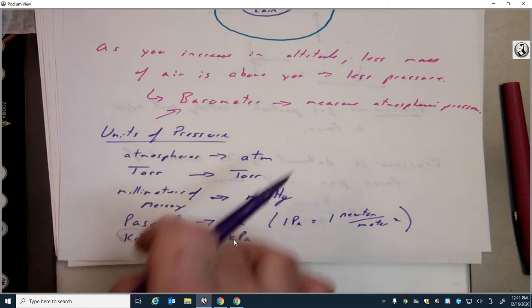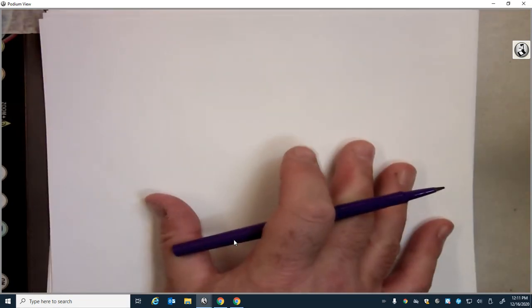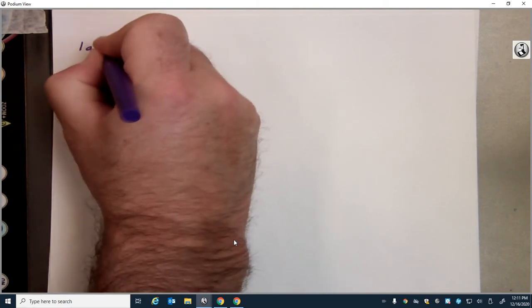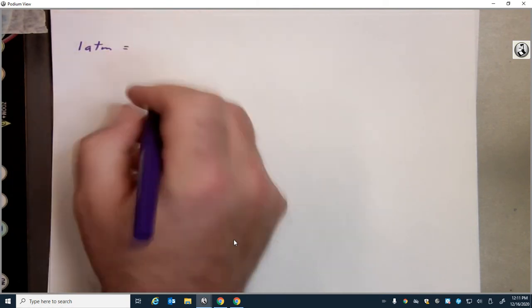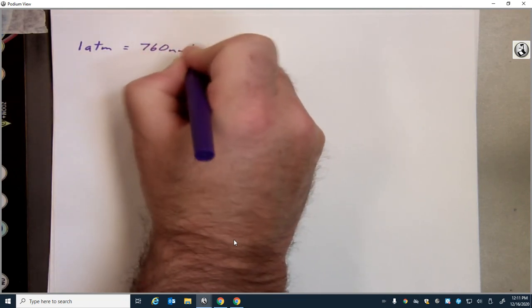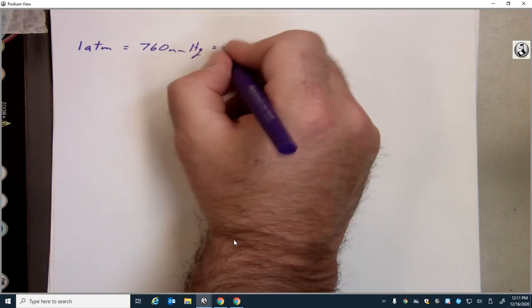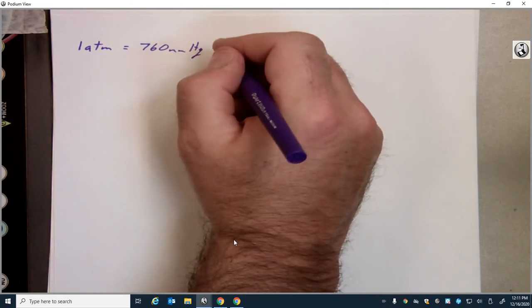Now you need to be able to convert from all of these, so I've got to give you those conversions. So one atmosphere is equal to 760 millimeters of mercury, which is equal to 760 torr.